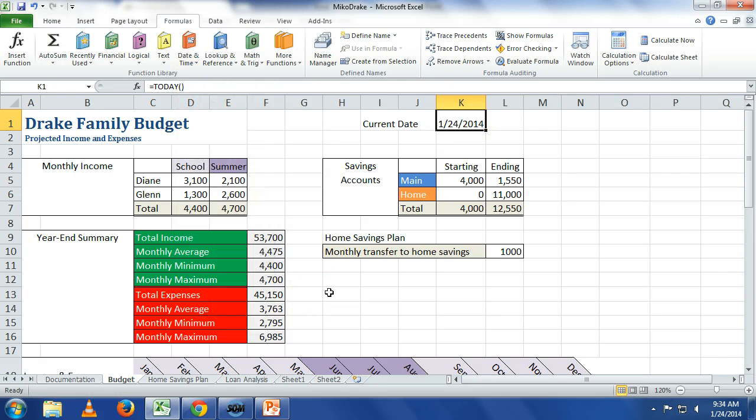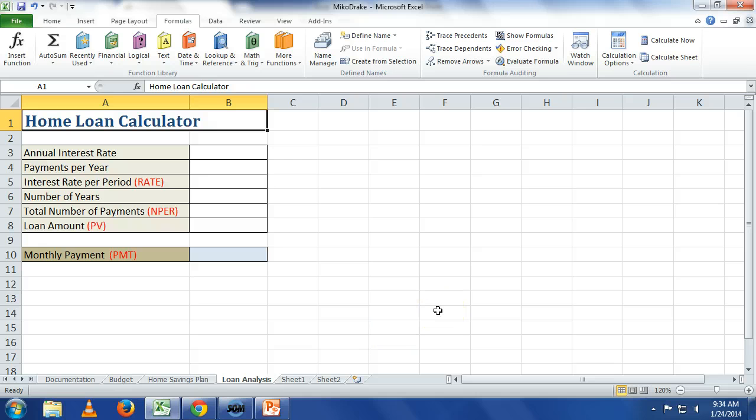The one that we're going to use is PMT, which is payment. We're going to work with Diane and Glenn again, and they want to talk about a loan as well. So let's go to the loan analysis worksheet in this workbook.